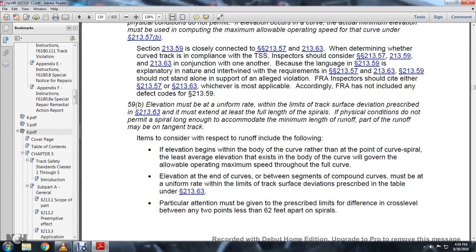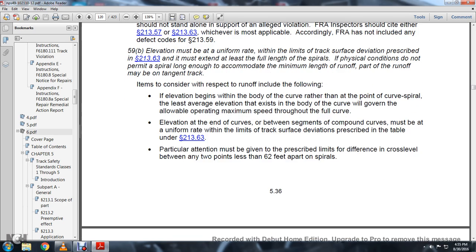Items considered with respect to the runoff include the following: the elevation begins at the body of the curve rather than at the point of the curve as a spiral; the least average elevation existing for the body of the curve governs the allowable operating maximum speed throughout the full length of the curve; and the elevation runoff at the end of the curve, or between segments of compound curves, must be at a uniform rate within the limits of the track surface deviations as described in the table under 213.63.